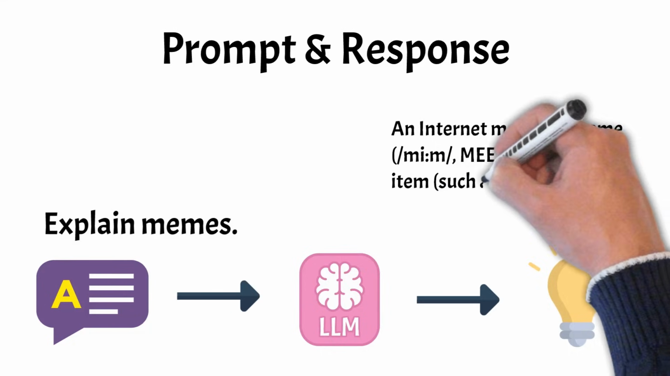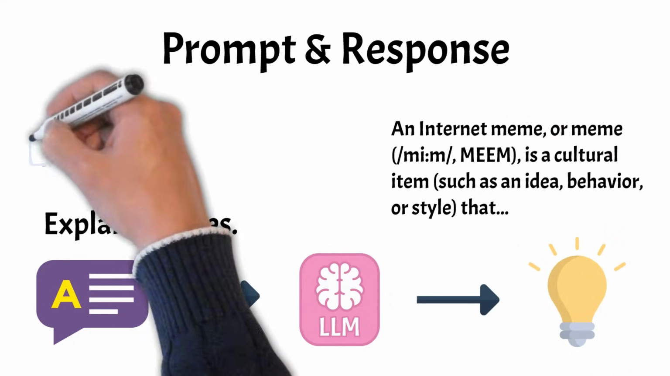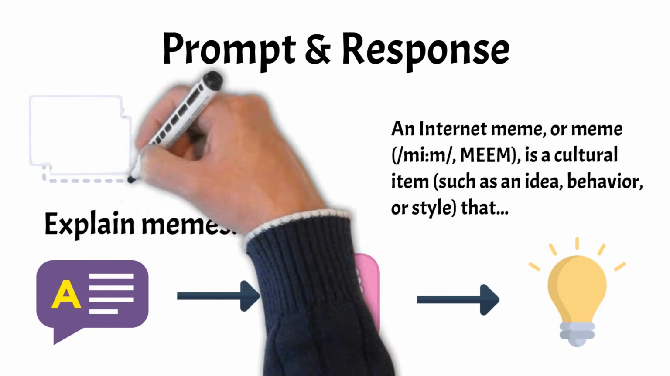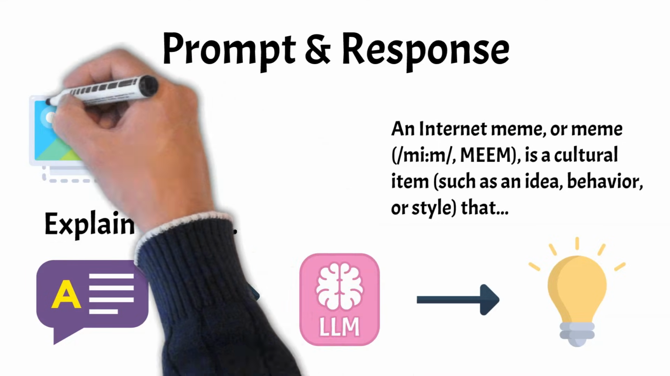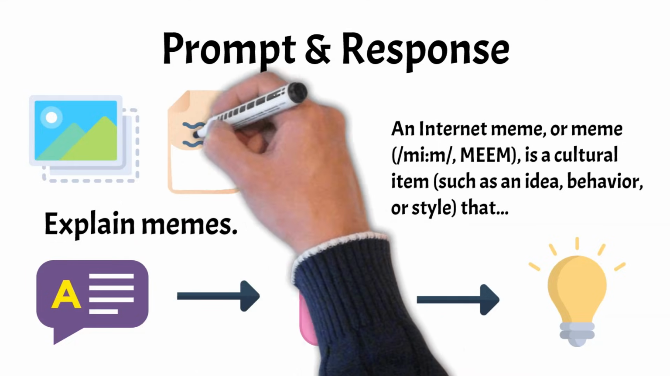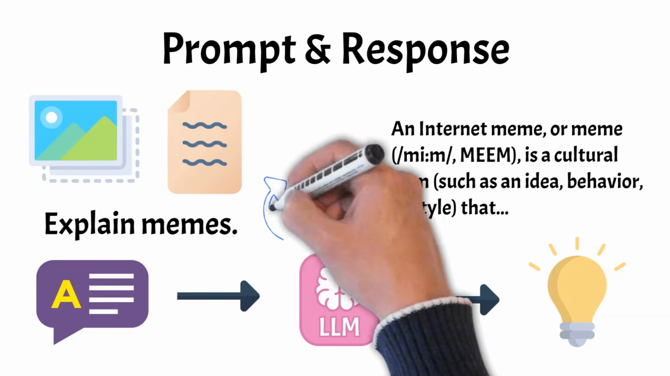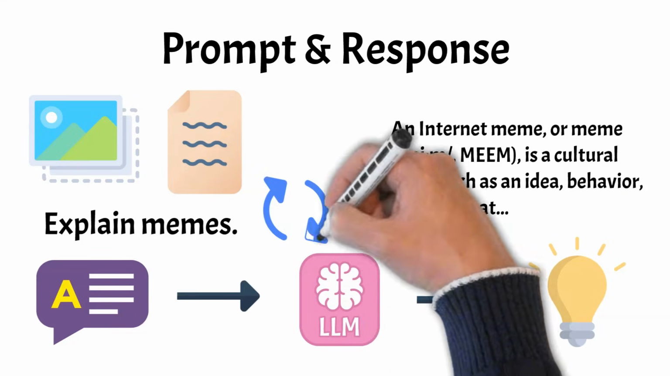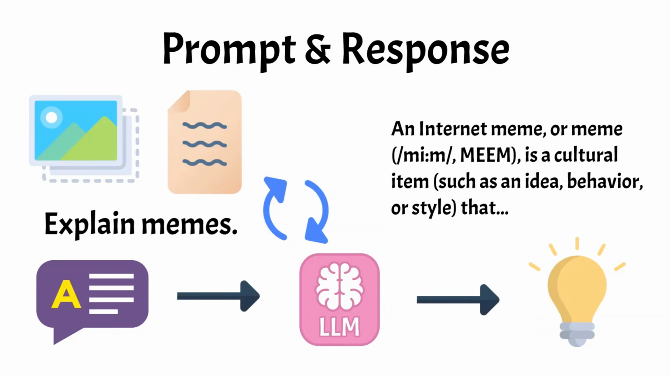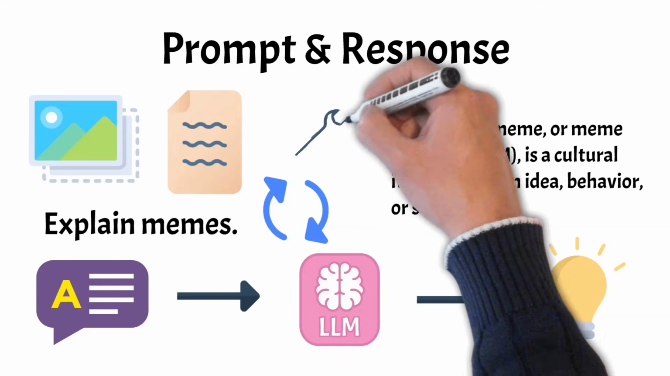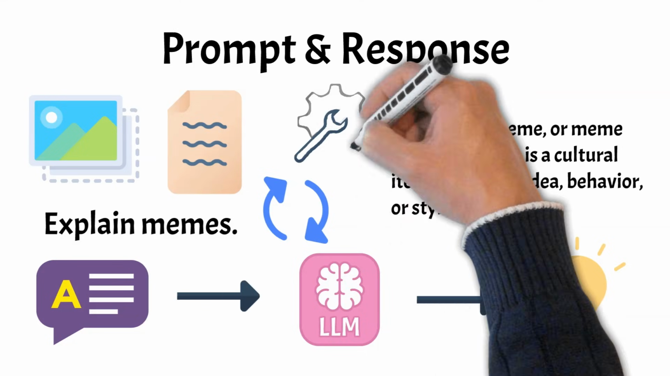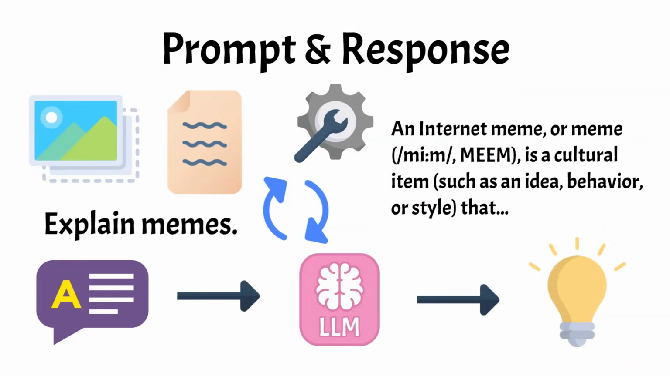Prompts don't have to be just text. You can give the model an image, a document, or even a mix of different inputs, and it will interpret all of it together. And because you can keep asking follow-up questions, prompts and responses form a natural loop, letting you refine what you want and helping the model give better answers each time. This simple exchange, with your prompt in and the model's response out, is the starting point for how large language models work. Next, we have tokens.